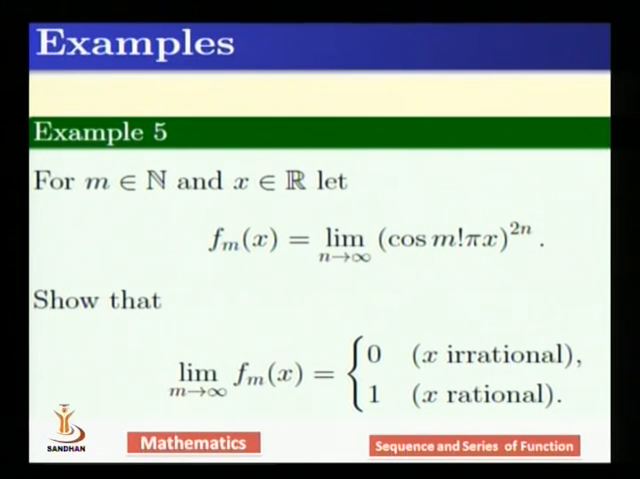So f_m is obtained as a limit of these functions which are themselves continuous functions, because cosine is continuous. So these are continuous functions on R. Now using this f_m, our problem is to show that the limit of this f_m is the function which takes value 0 when x is irrational, and which takes the value 1 when x is rational, and this is known as the Dirichlet function. So let us see how we can prove this.